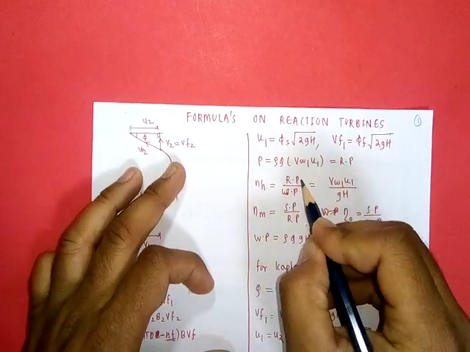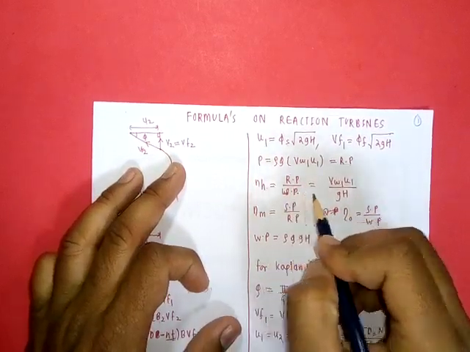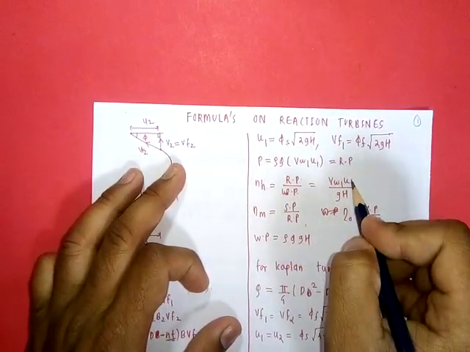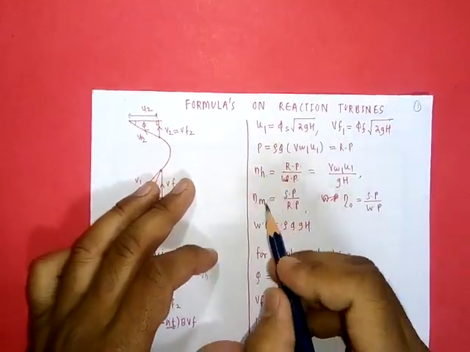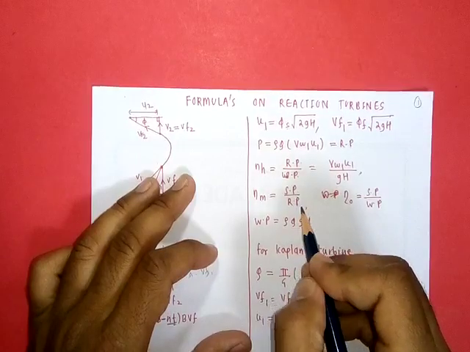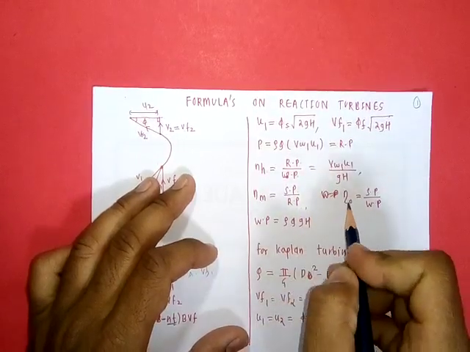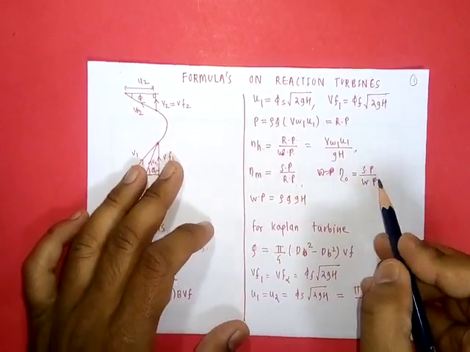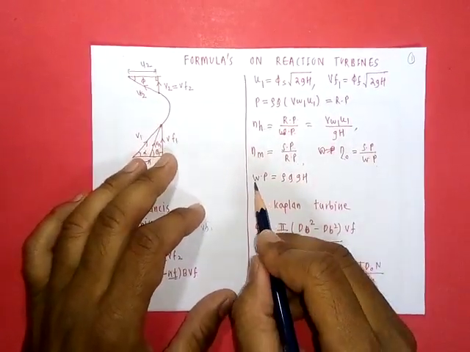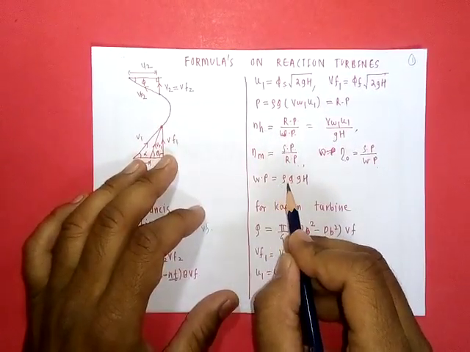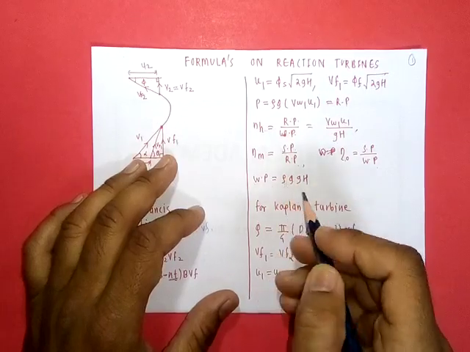Then hydraulic efficiency, rotor power upon water power, is equal to Vw1 u1 upon gH. We have derived this equation. Then mechanical efficiency is shaft power upon rotor power. Overall efficiency is shaft power upon water power. Next is water power, which is simply rho Q gH.